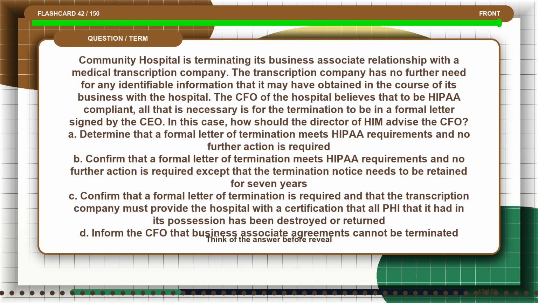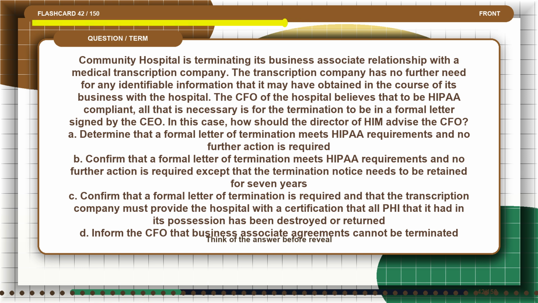Flashcard 42. Community hospital is terminating its business associate relationship with the medical transcription company. The transcription company has no further need for any identifiable information that it may have obtained in the course of its business with the hospital. The CFO of the hospital believes that to be HIPAA compliant, all that is necessary is for the termination to be in a formal letter signed by the CEO. In this case, how should the director of HIM advise the CFO?